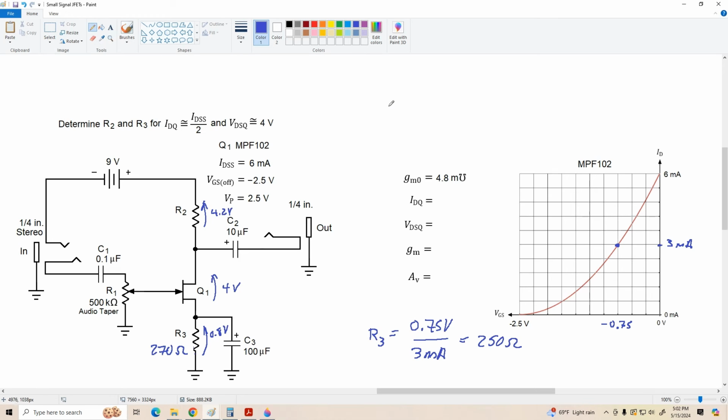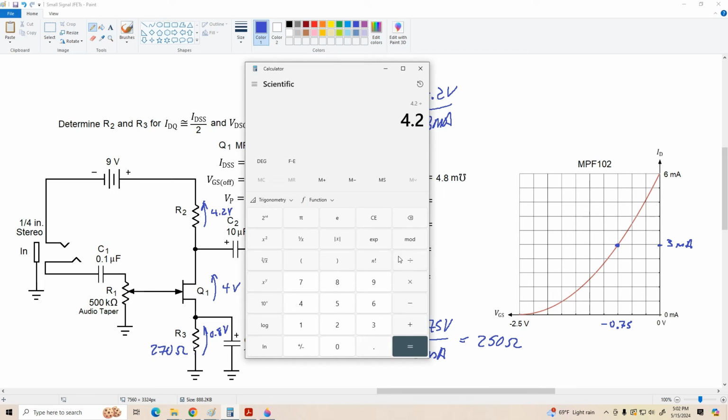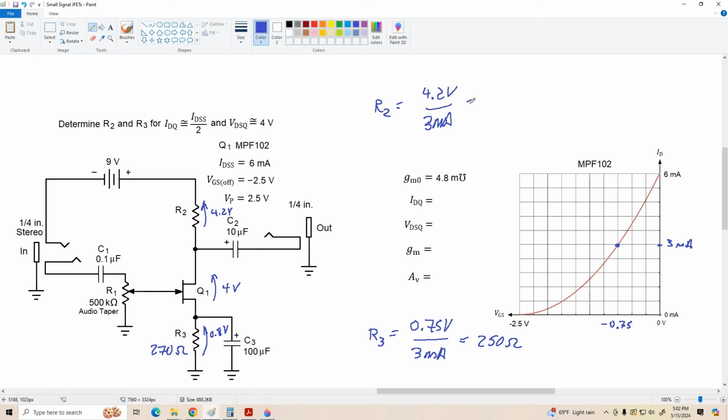So we're going to use Ohm's law again. R2 equals 4.2 volts divided by the drain current, 3 milliamps. 4.2 divided by 0.003 is 1.4k ohms. Again, not a standard value, but the closest standard value is not too far off. That's 1.5k ohms. And since our drain current's a little bit less than 3 milliamps, that might work out pretty well. Okay, so this is our design.